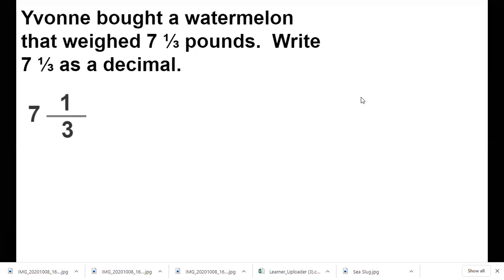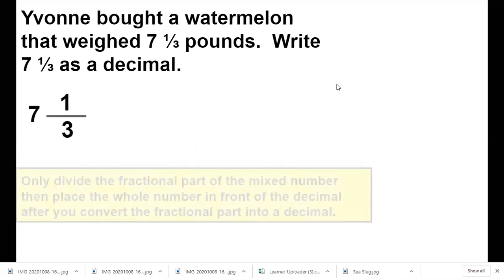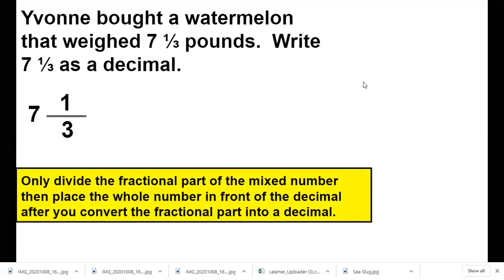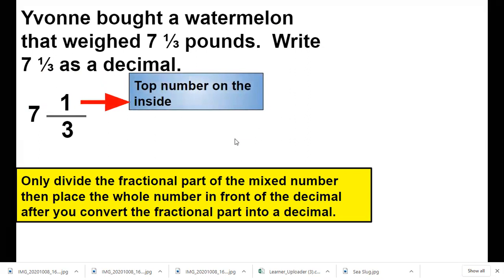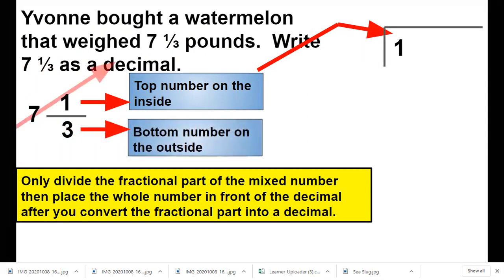So here we go. There's 7 1/3. Remember, only divide the fractional part, the 1/3 part. And in the end, when we get our answer in a decimal, then we're going to add the 7 to the front of our number. Don't forget that. So the top number goes on the inside of our division house. And the bottom number goes on the outside of our division house. And then we start our dividing.